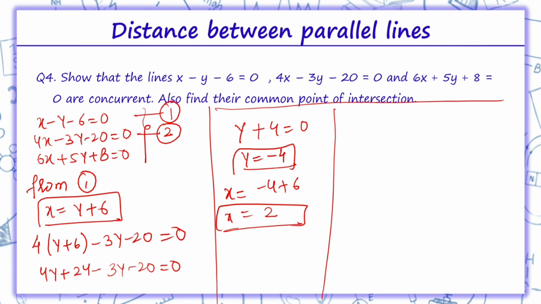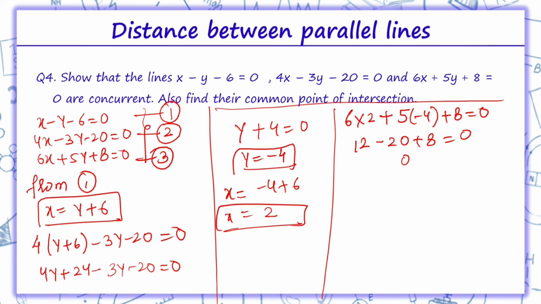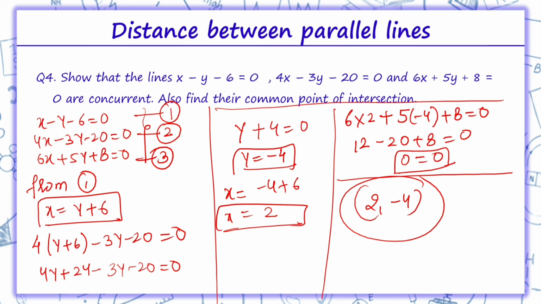Now since we have to show that these three lines are concurrent, we'll put x and y in third equation. So the third equation is 6x, so 6 into 2 plus 5y, 5 into minus 4 plus 8 equals 0. So 6 into 2 is 12 minus 20 plus 8. Thus, when we'll solve it, we'll get 0 is equals to 0. Since LHS is equals to RHS, we proved that these three lines are concurrent. Now, the common point of intersection is the value of x and y. So, x is 2 and y is minus 4. So, (2, minus 4) is the common point of intersection of these three lines.